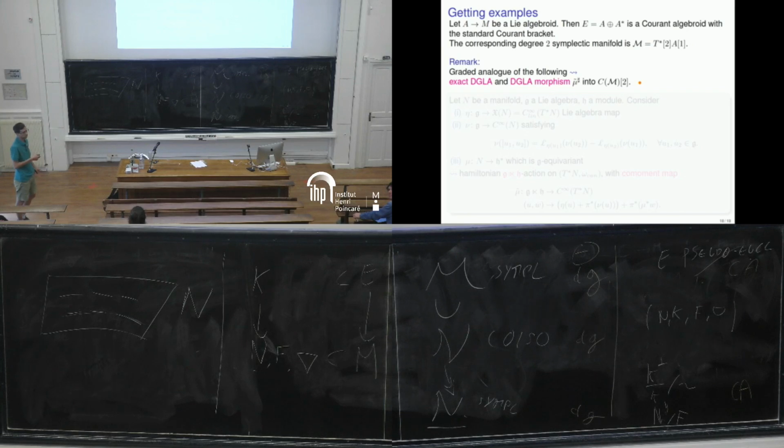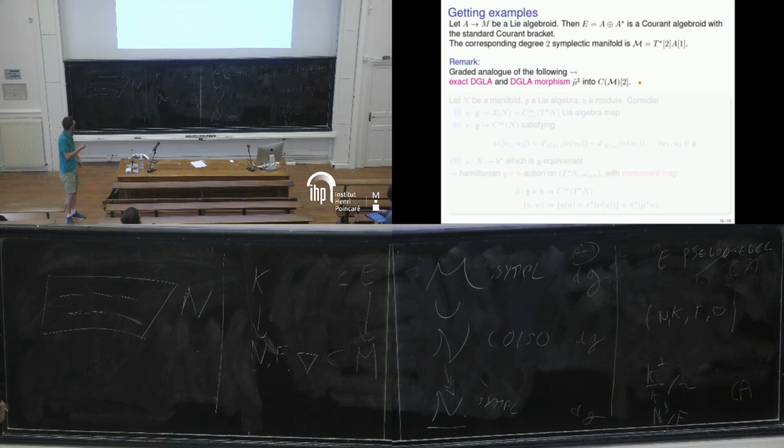So we need a Courant algebroid first. Let me take it of a simple form. It is the first line there, A plus A star, where A is a Lie algebroid. If you want, you can take A equal to the tangent bundle. In this way, you recover the standard Courant algebroid. So the Courant bracket is the one that I had in the first slide, the standard one, no twists, nothing fancy. And the corresponding degree 2 symplectic manifold is a graded cotangent bundle, T star 2 of A1.